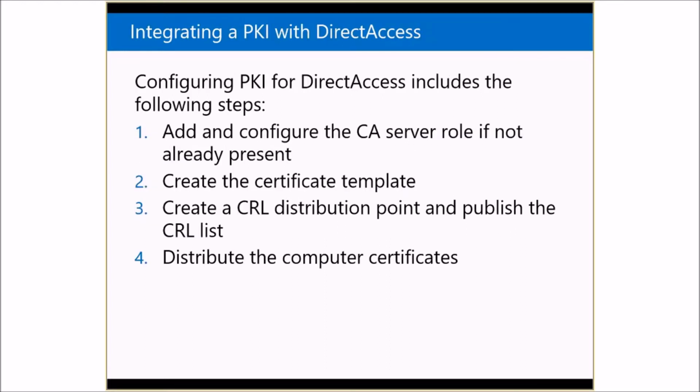When you're integrating a public key infrastructure with DirectAccess, we need to do the following. We need to add and configure a certificate authority server role if it's not already there. We need to create a certificate template. We need to create a CAL distribution point, publish the CAL list, and distribute the computer certificates.